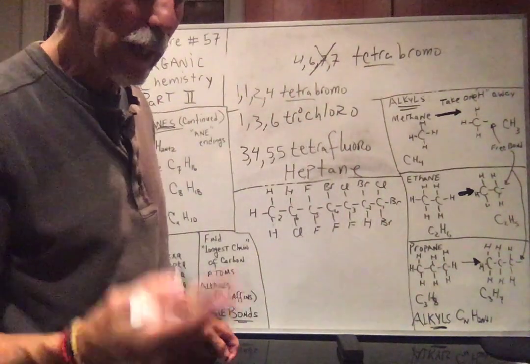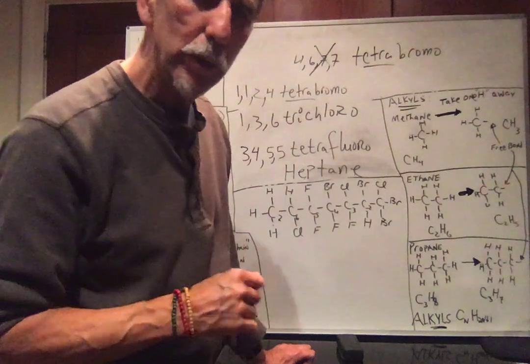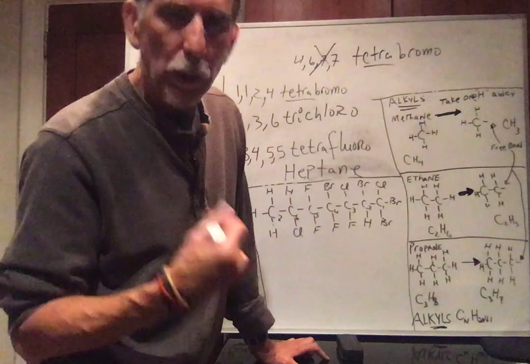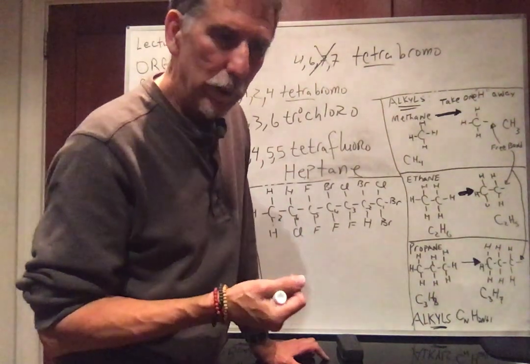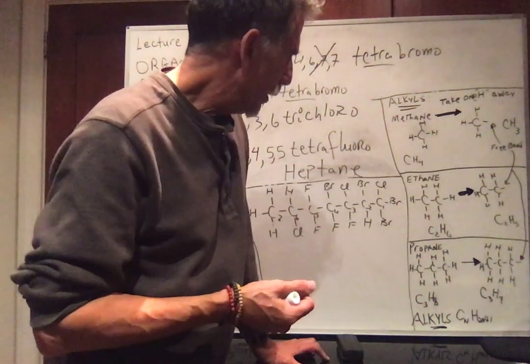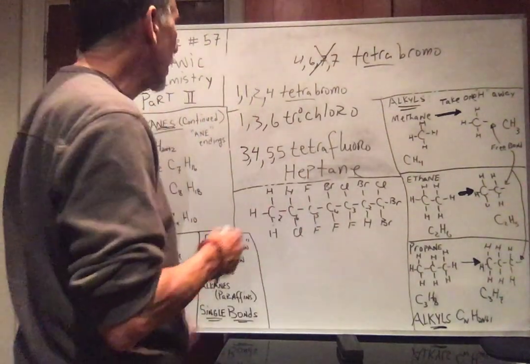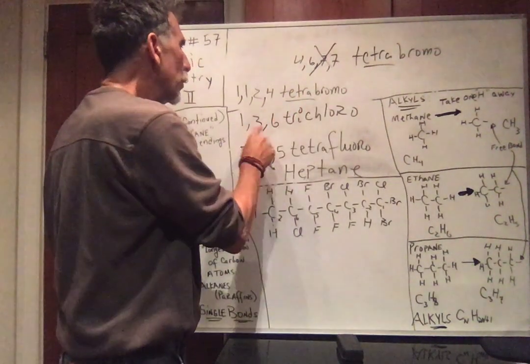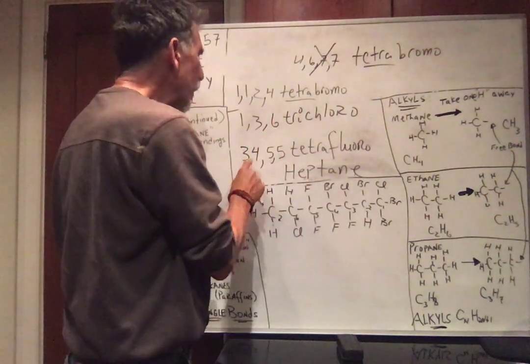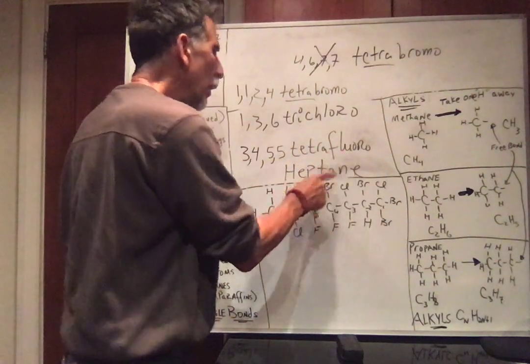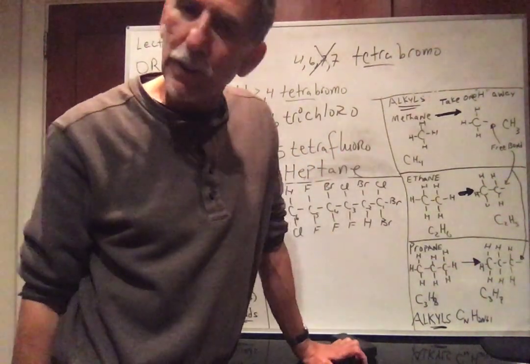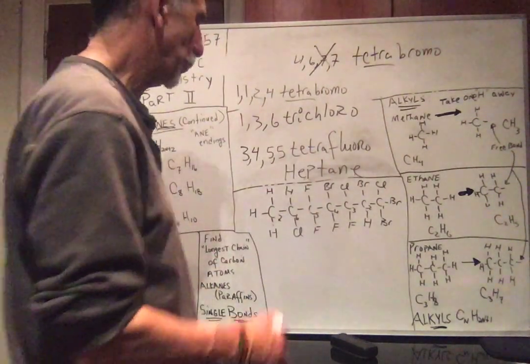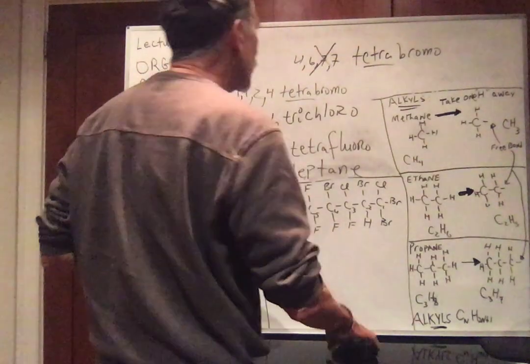How amazing is that? Let's say this slowly. Let's just appreciate what we just figured out. You see, you can figure this out. It's not that bad. It's just counting and alphabetizing. So we just named 1,1,2,4-tetrabromo, 1,3,6-trichloro, 3,4,5,5-tetrafluoroheptane. Geez, that's impressive. Isn't that great? That's just amazing. All right, so that's the name of this molecule.